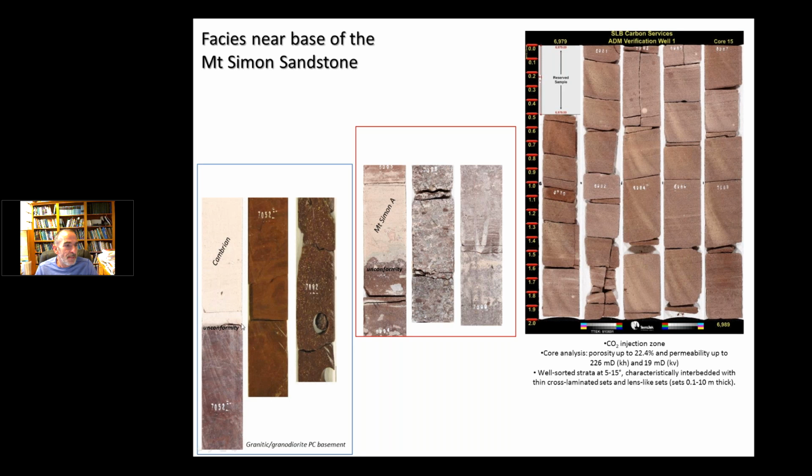Facies near the base of the Mount Simon sandstone. Well, here's the granitic Precambrian basement with Cambrian sediments directly on top onto this beautiful unconformity. Above this, we have a whole series of likely marine sediments, beautiful bioturbation in here. Then there's an unconformity that comes through to the Mount Simon sandstone itself, and then here towards the right, we can see the typical sediments at the base of the Mount Simon in the injection zone.